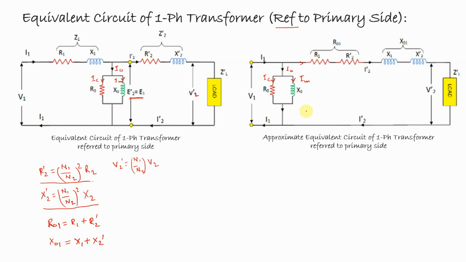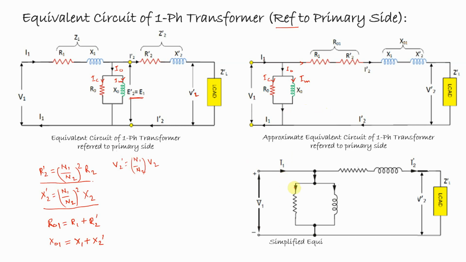This circuit is further simplified like this, where it is the I1, I0, it is IC, it is R0, it is X0, it is IM. Here it is R01, equivalent resistance of the transformer referred to primary, and here it is X01, equivalent reactance of the transformer referred to primary side. So this is the simplified approximate equivalent circuit of the single phase transformer referred to primary side.